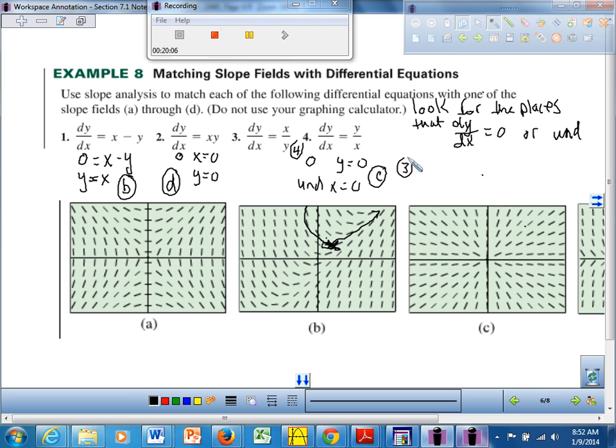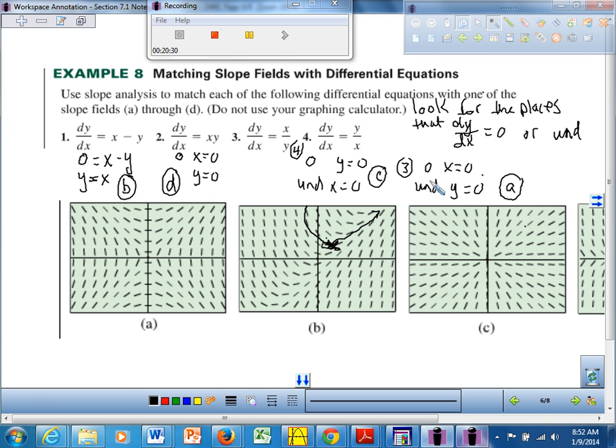How about 3? So 3 is 0 when x equals 0, and it is undefined when y equals 0. That's better. So I have horizontal tick marks where x equals 0, and does it look like I have vertical tick marks where y equals 0? Yeah. The answer is? All right, are we okay?